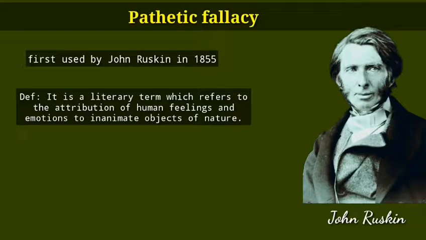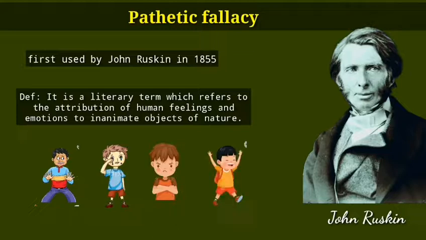So the question arises in mind, what are human emotions? The answer is anger, sadness, fear, happiness, etc. When these emotions are attributed to non-human objects, it will be known as pathetic fallacy. If you are still confused, don't worry, let me present some examples, then you will get it.